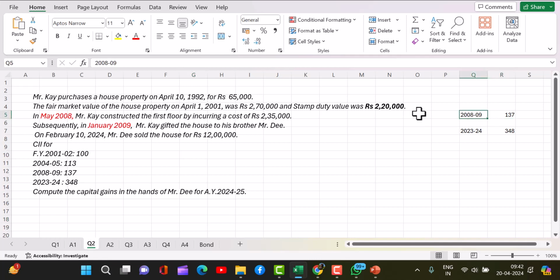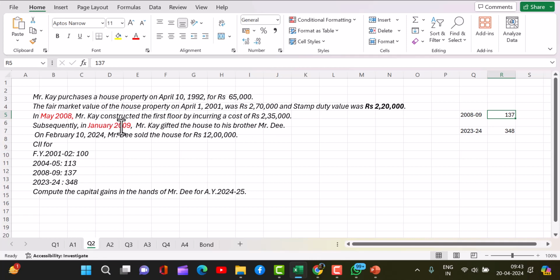We have to look at the index because this will fall in 2008 and 2009. So for the improvement purposes, we have to take this value, which is 137. Then we come to Mr. K, who constructed the first floor. Subsequently, in January 2009, K gifted the house to his brother.